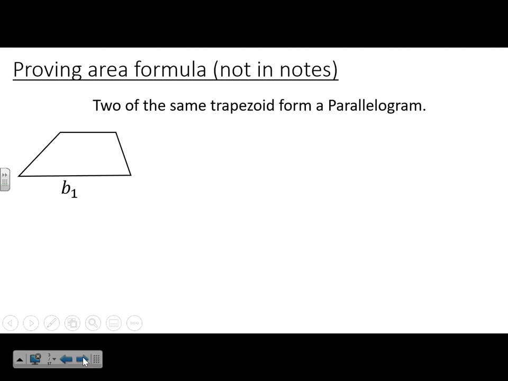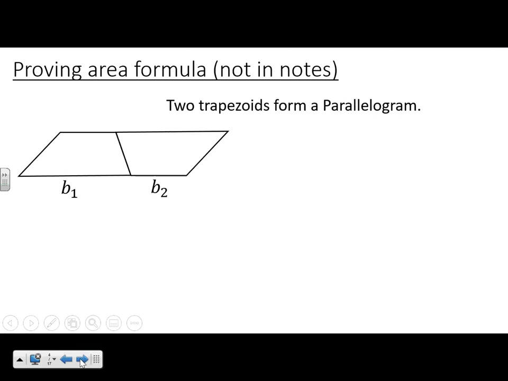If you take two of the same trapezoid, they actually form a parallelogram. So if I take this trapezoid and I give you an exact one, but then I flip this one upside down, if we just put those together, they form a parallelogram. To find the area of this parallelogram, remember the area is base times height, so that's the height. The base is the whole thing, which would be B1 plus B2. We multiply it by the height.